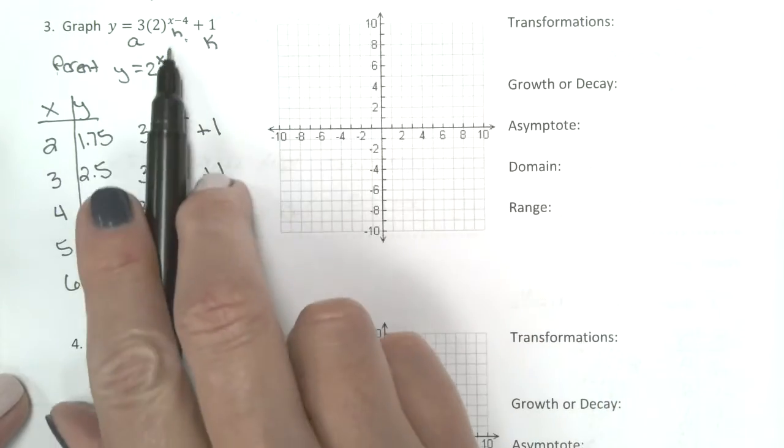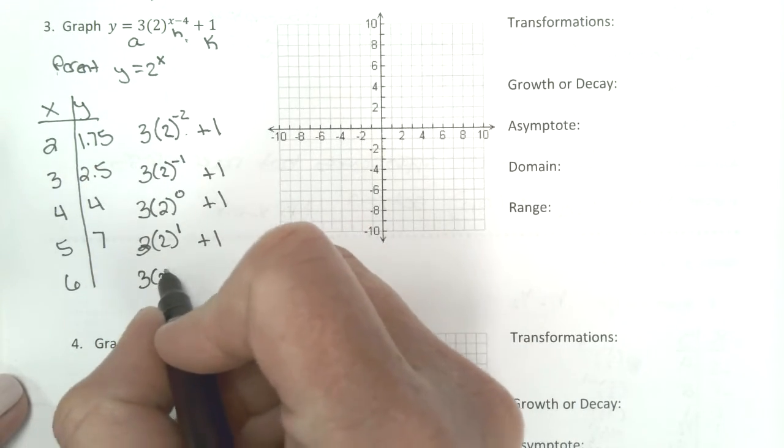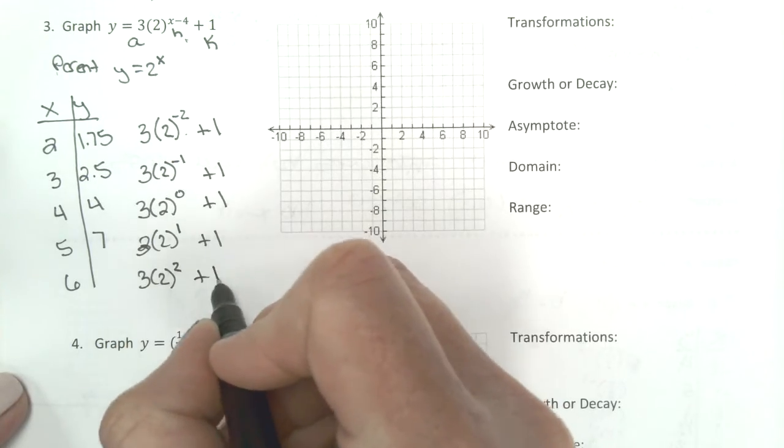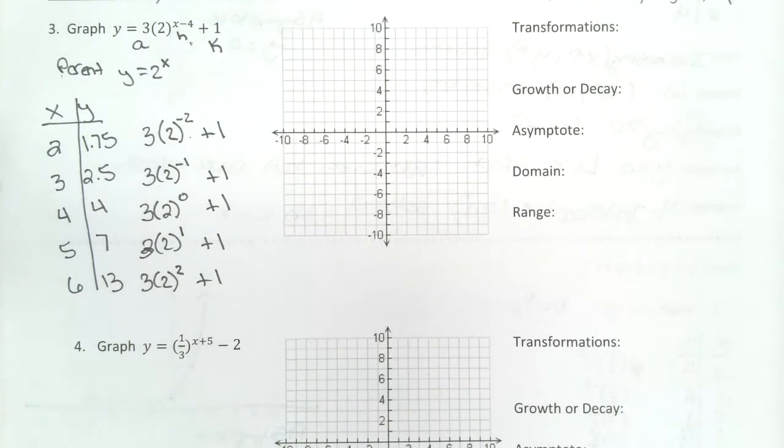And when x is 6, 6 minus 4 is 2. So you have 3 times 2 to the second power plus 1. And then your calculator should tell you that you have 13.